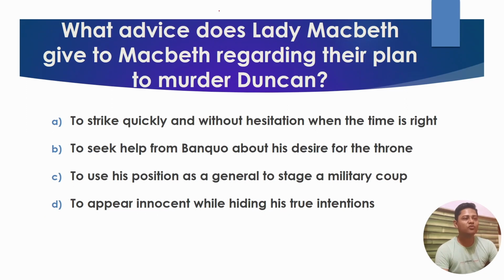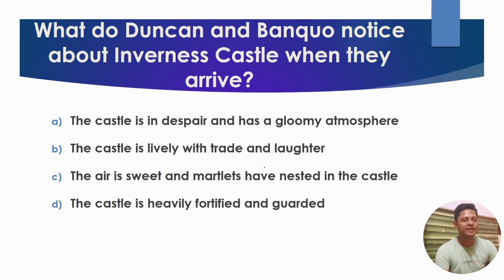Next question is, what advice does Lady Macbeth give to Macbeth regarding their plan to murder Duncan? So the first option is to strike out quickly. This is not correct. To seek help from Banquo. This is also not correct. To use his position as a general to stage a military coup. This is also not correct. So correct answer is option D. To appear innocent while hiding his true intentions.